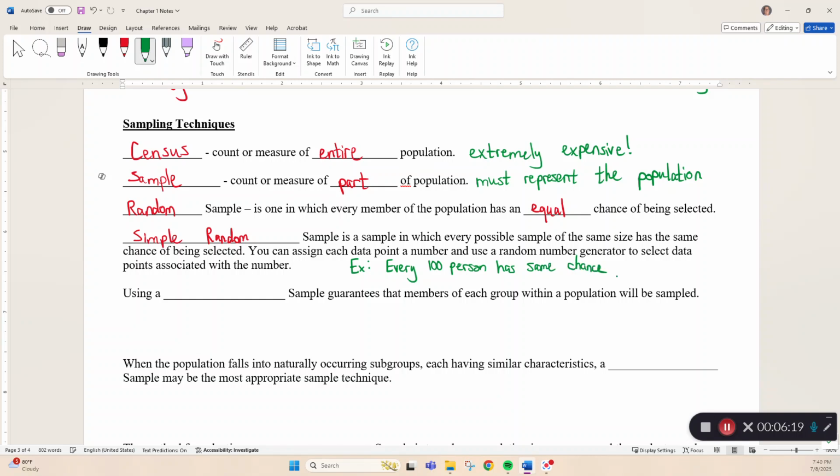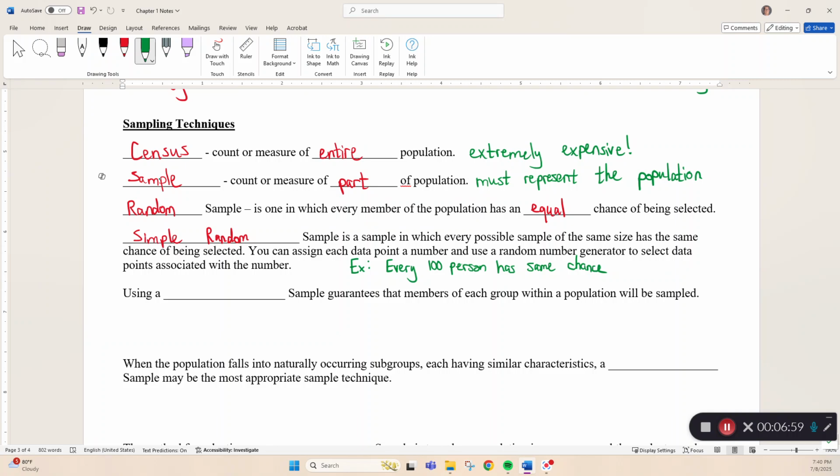Yes, you and I have the same chance of being in the group, but if I were to look at one 100 person group and another 100 person group, maybe they overlap, maybe they don't, those groups have the same chance of being selected. That's a simple random sample. Now, that's not always practical, and it's typically not what's used, because the issue with a simple random sample is that it may not look like the whole population.